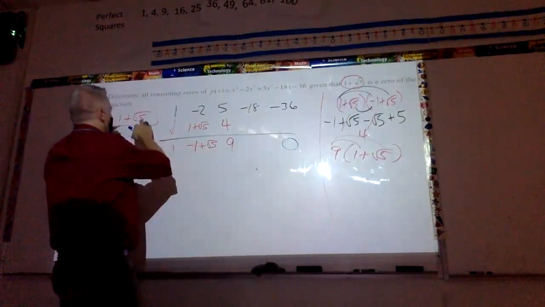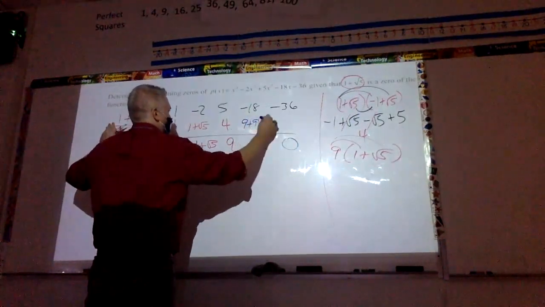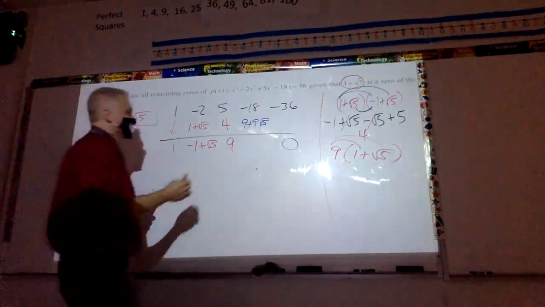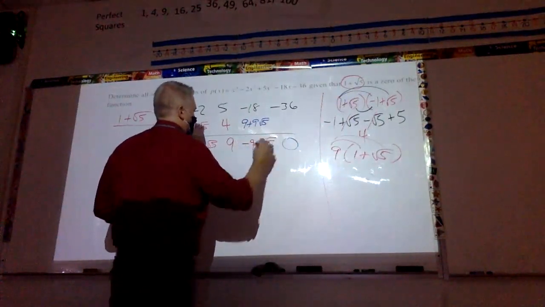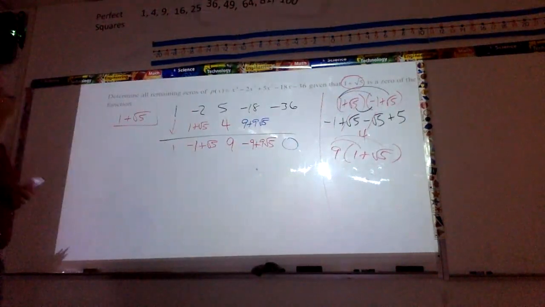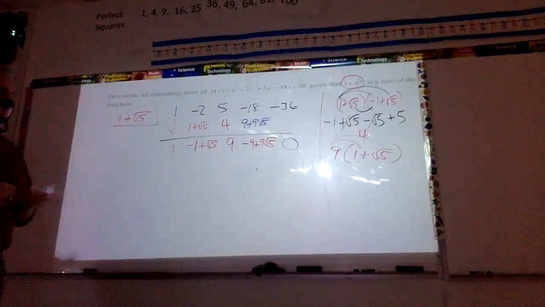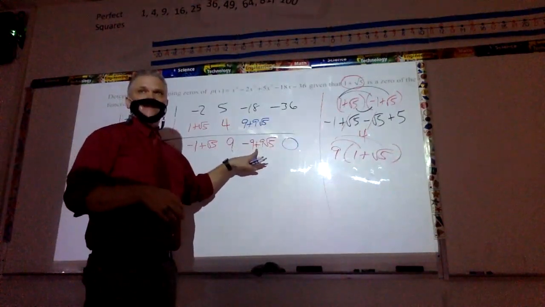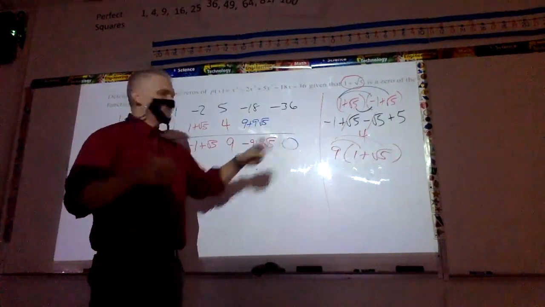Okay? So 1 plus root 5 times 9 is 9 plus 9 root 5. Add that to negative 9. We get negative 9 plus 9 root 5. Okay, so now one more time we got to multiply it. Now you might just say, I know that it's going to have to be 36, but what if you did it incorrectly? If you did it incorrectly, you need to check yourself because then you won't get the 0.